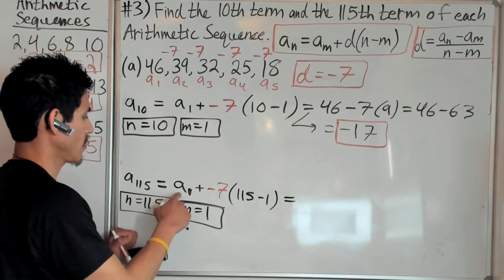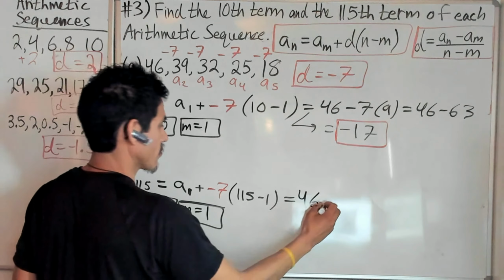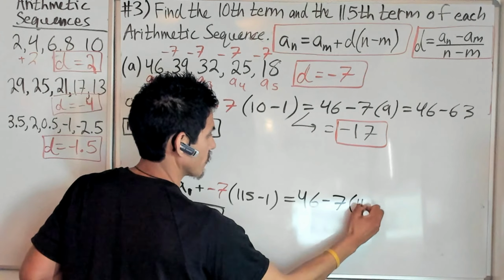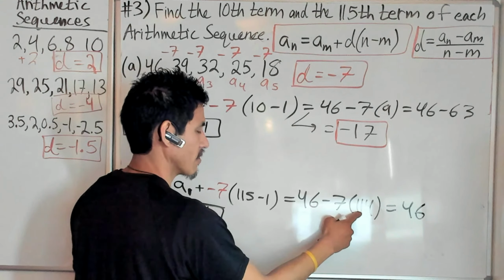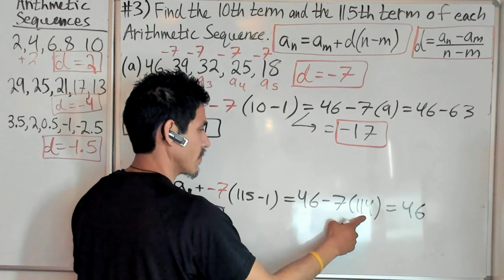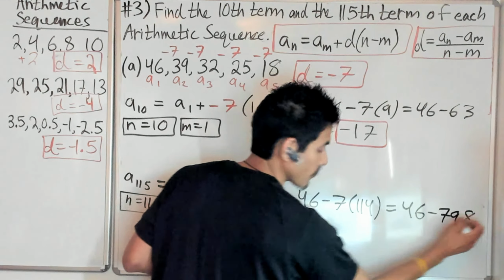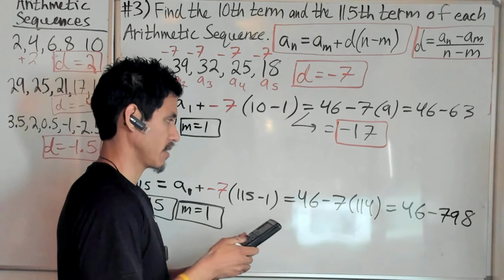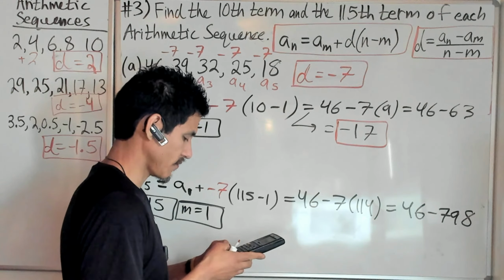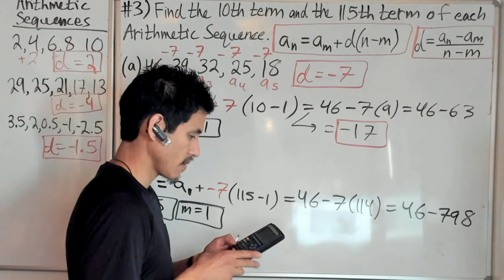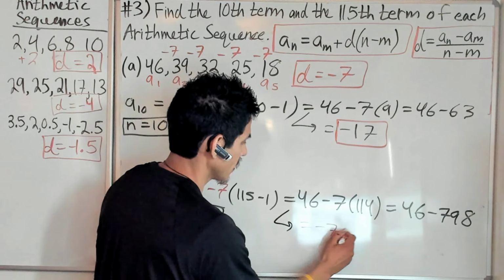And we just work it out. So A1 is 46 again. 46 minus 7 times 114. 7 times 114 is 798, right? So 46 minus 798. And we would get -752.